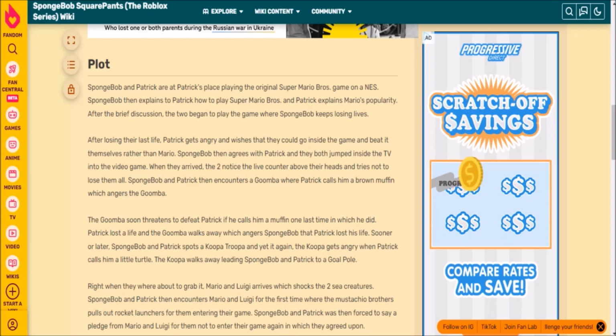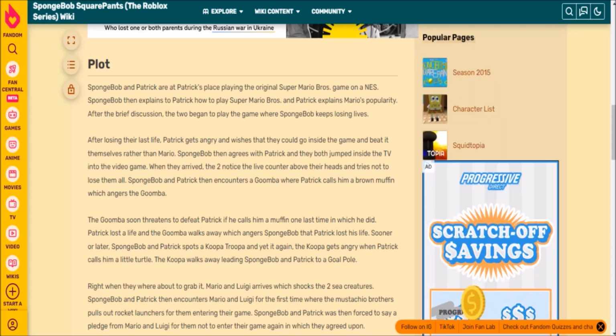After losing their last life, Patrick gets angry and wishes that they could go inside the game and beat it themselves rather than Mario. SpongeBob then agrees with Patrick and they both jumped inside the TV into the video game. When they arrive, the two notice the life counter above their heads and try not to lose them all.